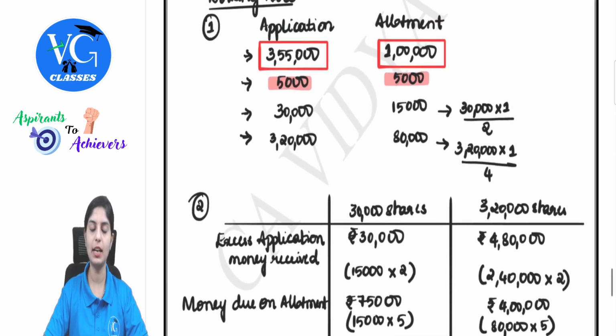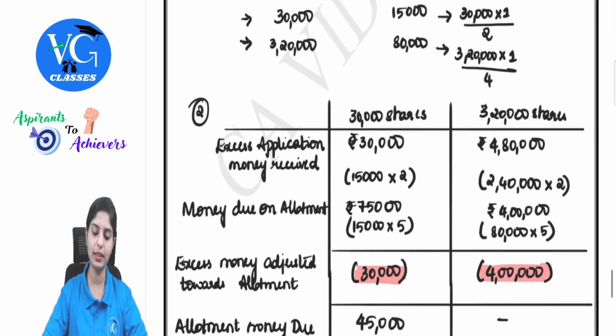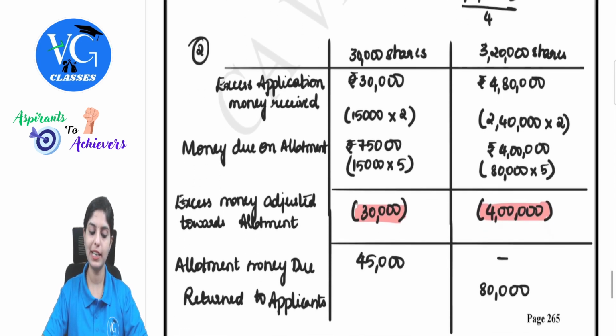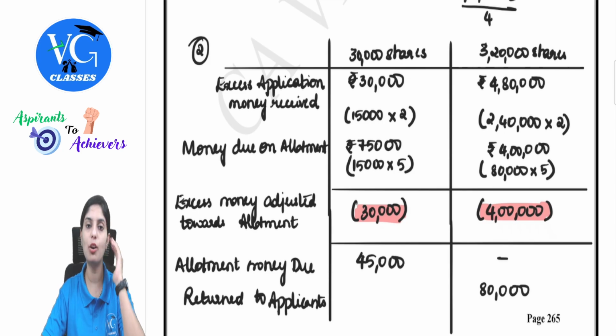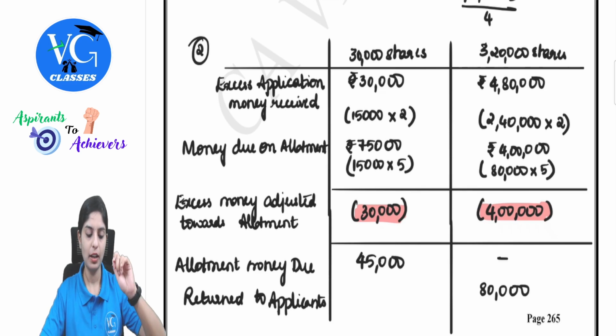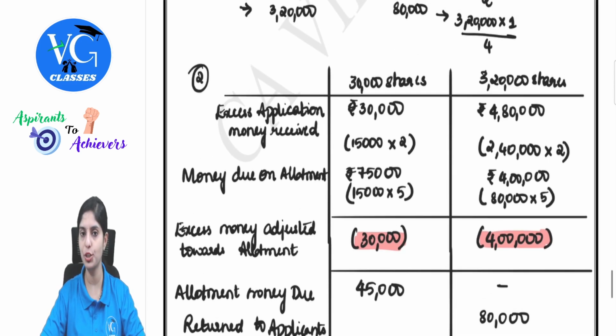If you first understand how much is applied for, how much is allotted, it will become easier for you to calculate and make this working table. To explain this once again, what you have done is first jot down how much is the excess application money received, because using that only we can adjust it towards allotment or refunded back. So we must find that out. Excess application money for 30,000 shares extra received for 50,000. For 3,20,000 shares excess application was 2,40,000 into application money.